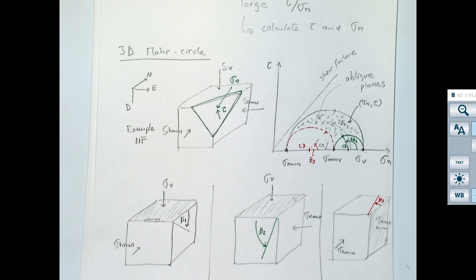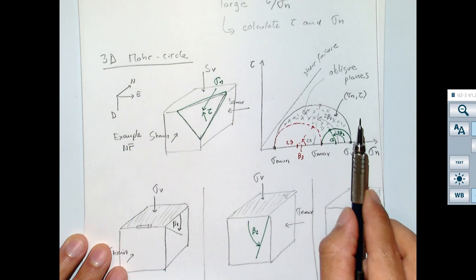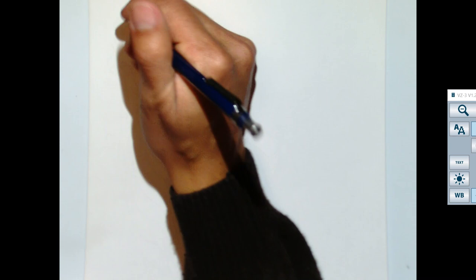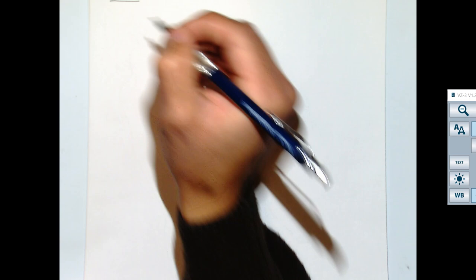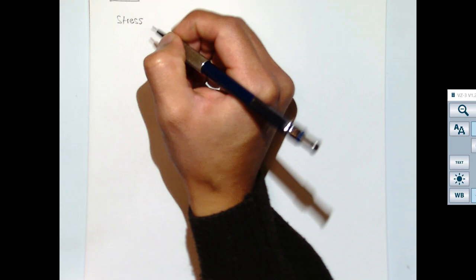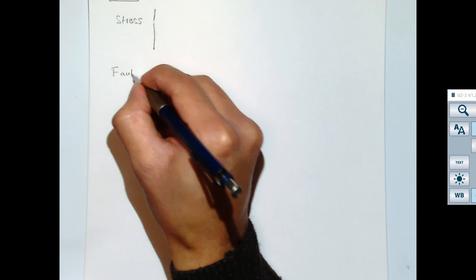I have an example that I'd like you to work on, so you get to calculate normal stress and shear stress using the 3D Mohr circle. So let's work on this for 5 minutes and let's see if you get a solution. For all these kinds of problems, I'm going to give you the state of stress and the orientation of the fault.